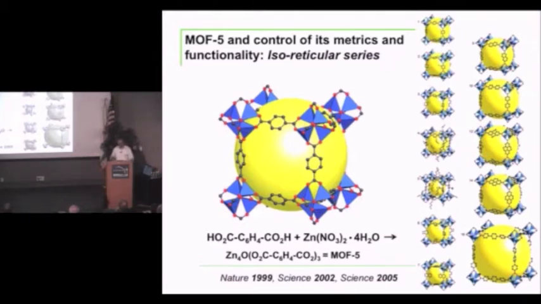Also, another very important thing we discovered early on was that you can expand the metrics of the system without changing the underlying topology. And that's quite powerful because it allows you to design.